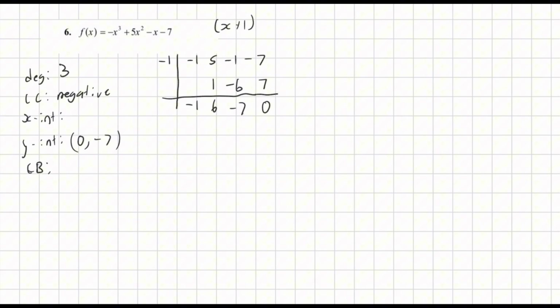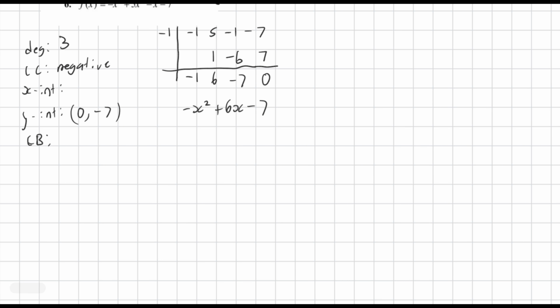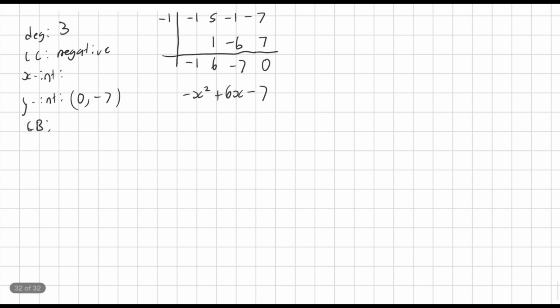So write this as our quotient. It's no longer going to be raised to the 3, it's going to be raised to the 2 because we divided it by an x. So we have -x squared, positive 6x, -7. So that is going to be the quotient. Now we have to factor this out even more. Now we're going to have to do quadratic. So let's go ahead and do quadratic.